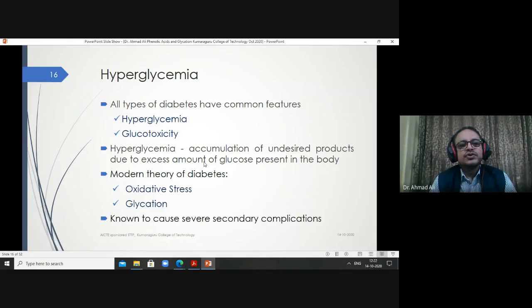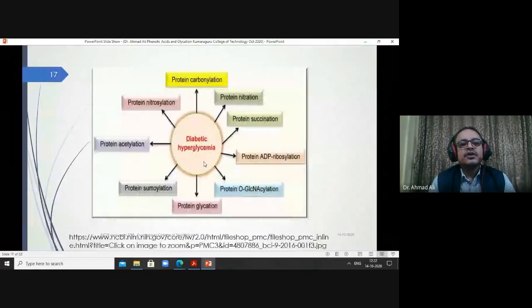Moving ahead, the modern theory of diabetes suggests that the manifestation is because of oxidative stress and glycation, and these processes are involved in most of the secondary complications of diabetes, where I have mentioned nephropathy, neuropathy, heart attack, and so on. When there is an excess amount of glucose in the body, what does it do? It modifies the proteins in the body, and the modifications may be by different mechanisms. Proteins may get modified by carbonylation, nitration, attachment of a succinate group, attachment of an acetyl group, as well as attachment of a sugar moiety, which is called protein glycation, and that is the theme of our lecture.